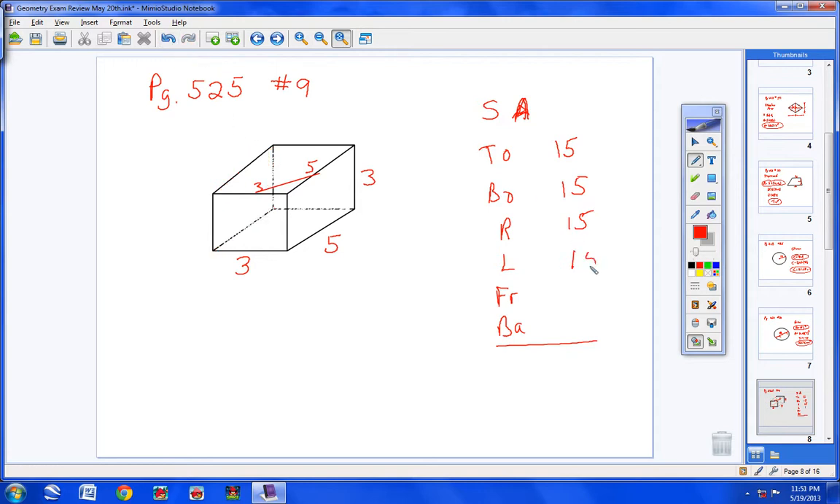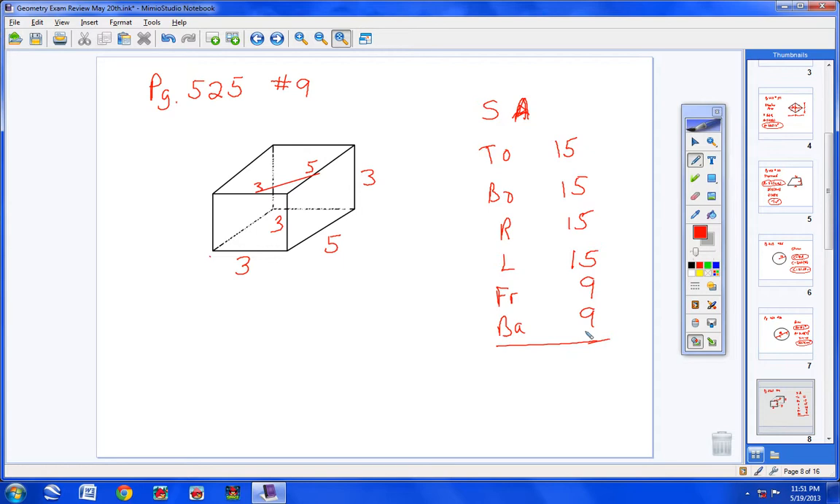And now the front. Let me highlight the front for you. Here's the front. Obviously, if we have a length of 3 here, then this right here also has to be a 3. So the area of the front, 3 times 3 is 9, which would also make the area of the back 9. And that's it. On a rectangular prism, Tara, you simply find the area of each face and add them all together.